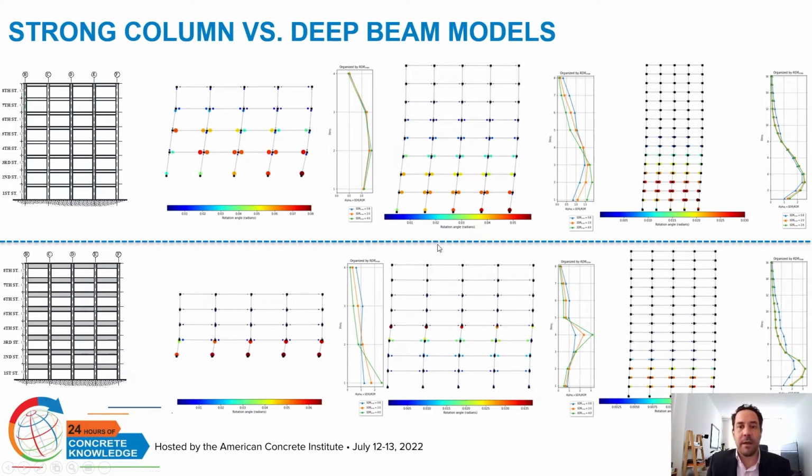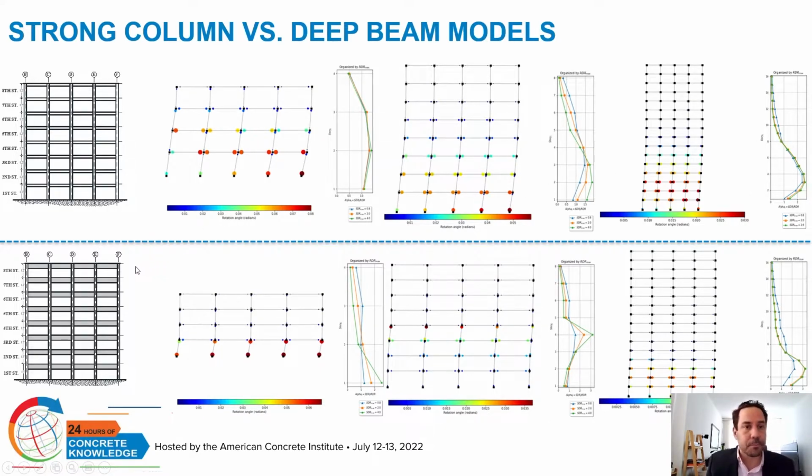Here we started understanding how the drift was distributed along the height. So when we gave the name of the naturally strong column buildings to these frames that I'm showing on the top left-hand side of the slide, it is coming from this type of analysis. We saw a nice distribution of demand at the beam ends, which we call a beam mechanism. There's almost no localization.